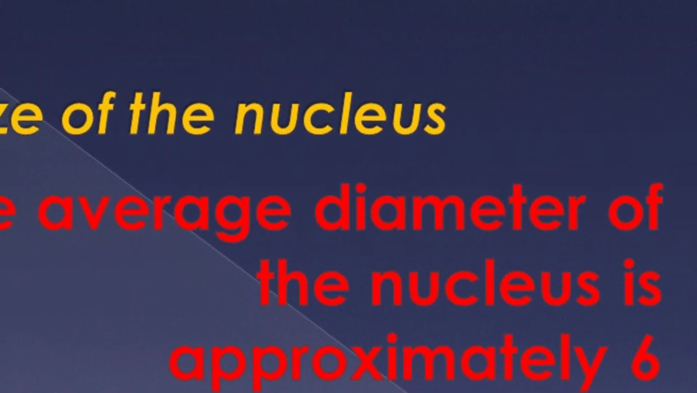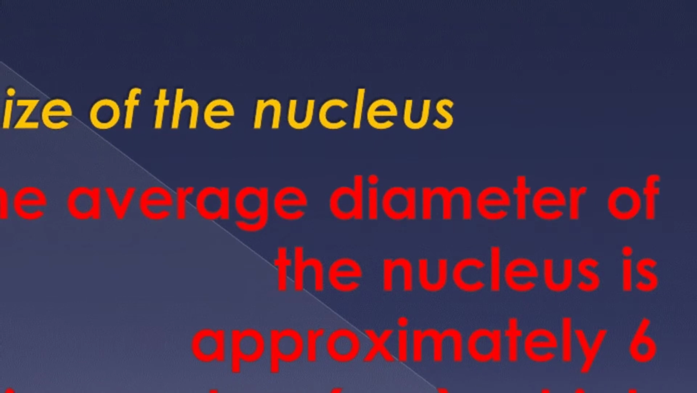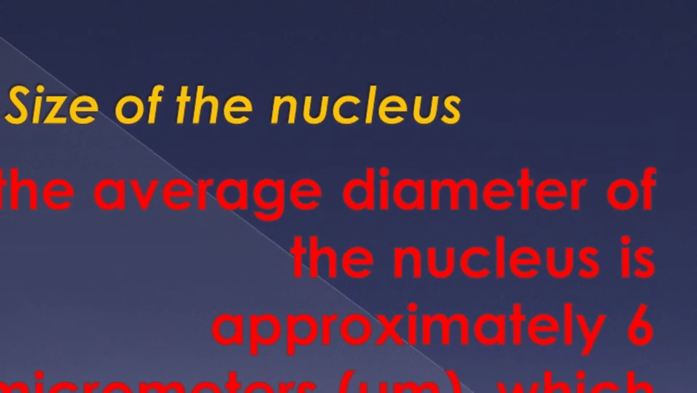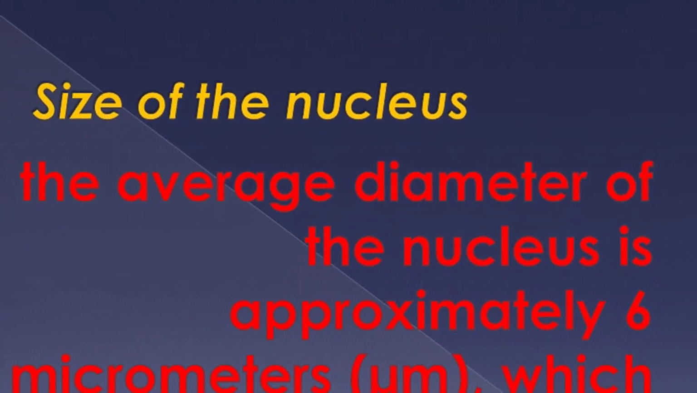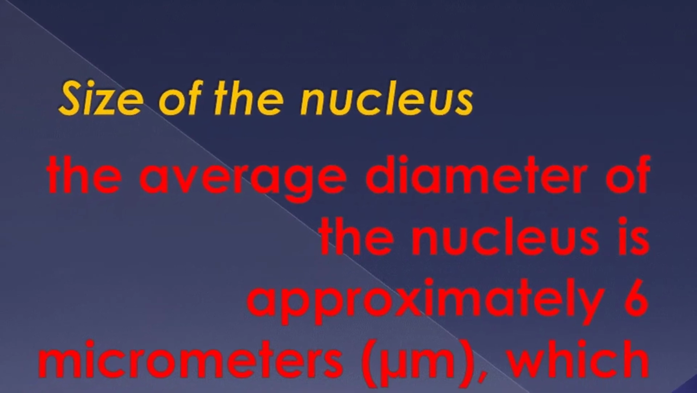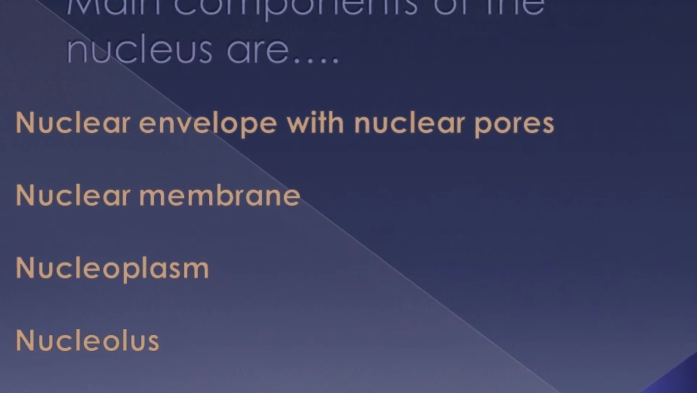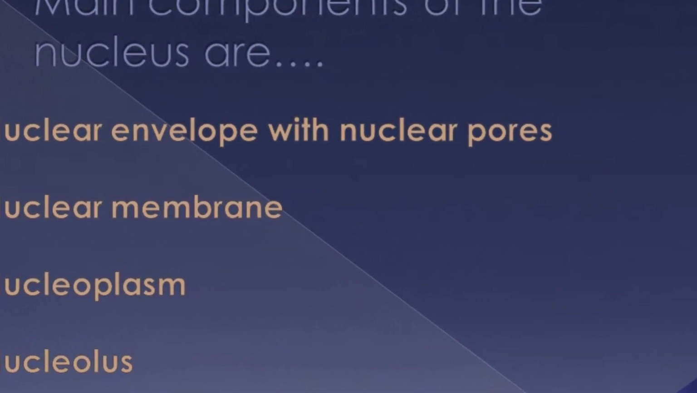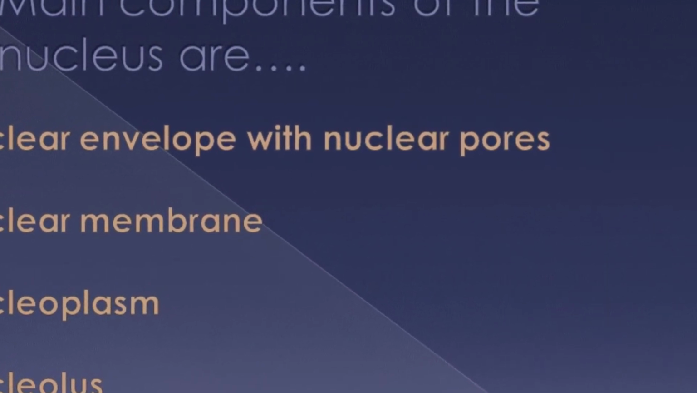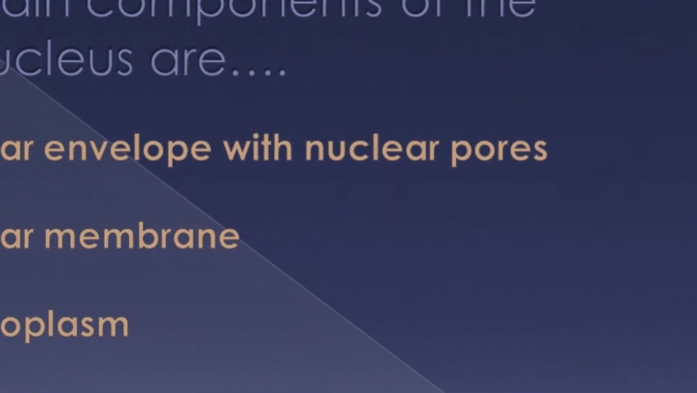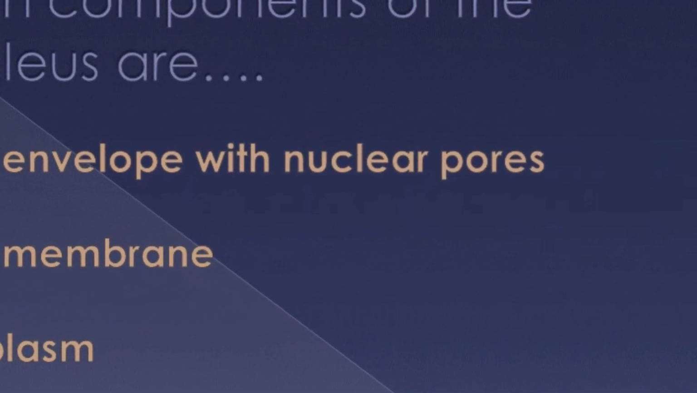Now we're talking about the size of the nucleus. The average diameter of the nucleus is approximately 6 micrometers, which occupies at least 10% of the total cell volume. The main parts of the nucleus are the nuclear envelope, nuclear membrane, nucleoplasm, nucleolus, and the last one is the chromatin material.